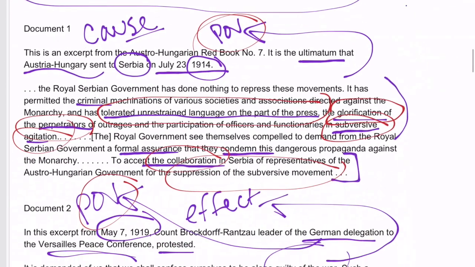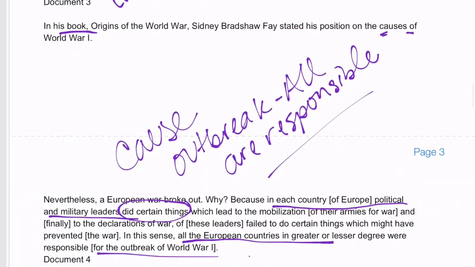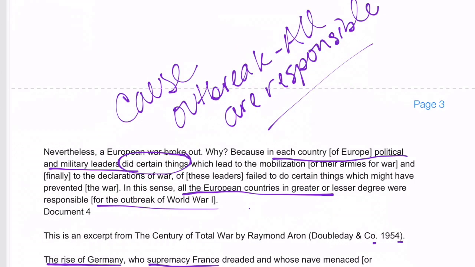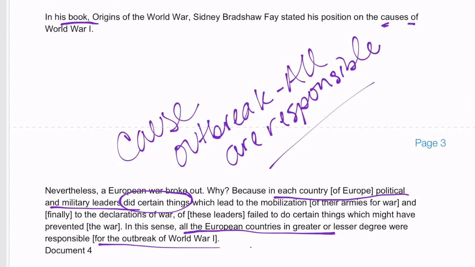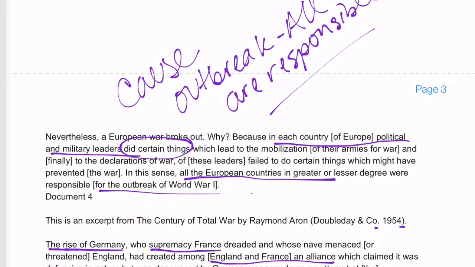So then you would go into document number 3, and you would say your topic sentence: another cause of World War I was alliances. You could say document number 3 is from a book called Origins of the World War, and it claims that all European powers were responsible for the breakout of the war. It claims this because European powers had alliances with each other.